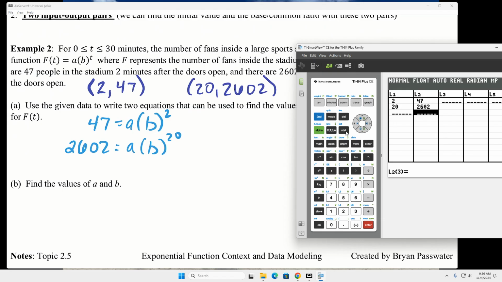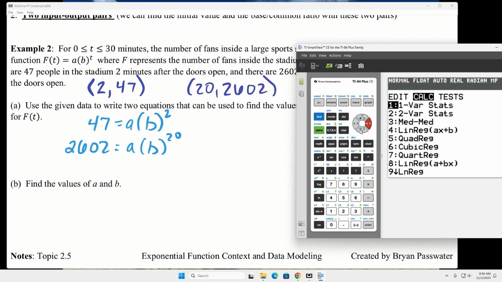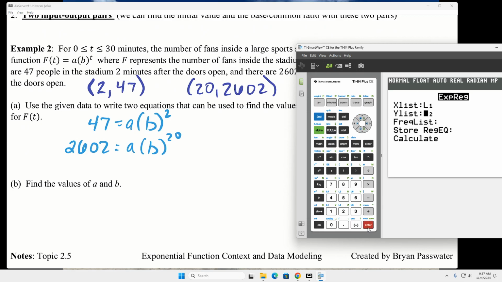Once you get the data in, you're going to go to Stat, and then we're going to go to Calc, and then you're going to scroll down until you see exponential regression, which is going to be number 0. All right, and then it's up to you. If you want to store your equation in Y1, you can. We're not using it on this particular one, so it doesn't really matter. All right, and then once you get that, the answer to B is just what you get for A. Make sure that you are accurate to 3 decimal places.